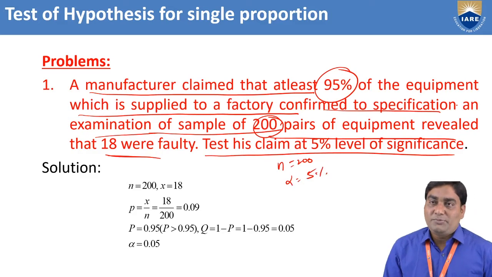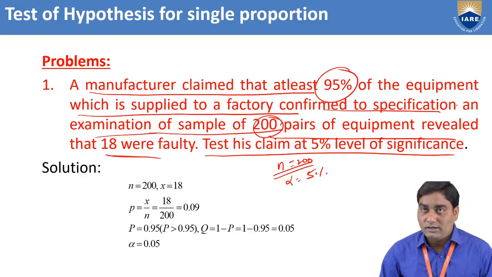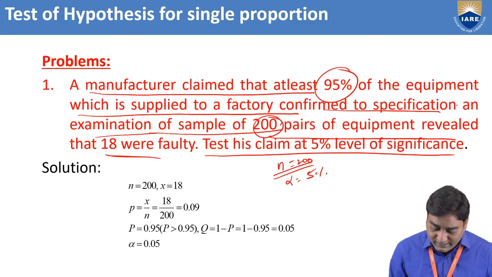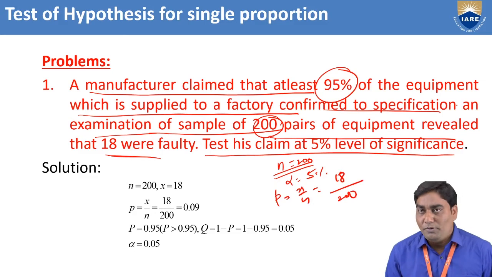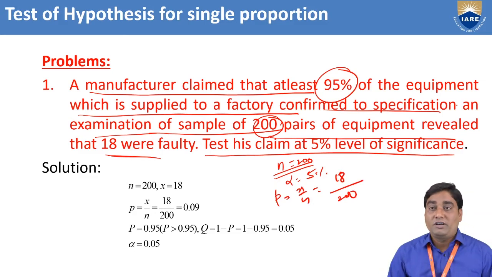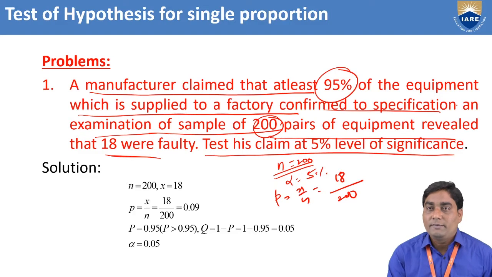According to the description of the problem, which test is suitable? Only one sample, sir, 200 sample size. Its mean is not given, but some statement is given. What is that statement? Out of 200 samples, 18 were faulty. Which test is suitable for this problem? Test of hypothesis for single mean or test of hypothesis for single proportion? We can identify very easily. Small p, the proportion value, is given, which is x by n: 18 were faulty out of 200. That's why this problem is suitable for test of hypothesis for single proportion, not for single mean, because the statement of proportion is given in the problem.